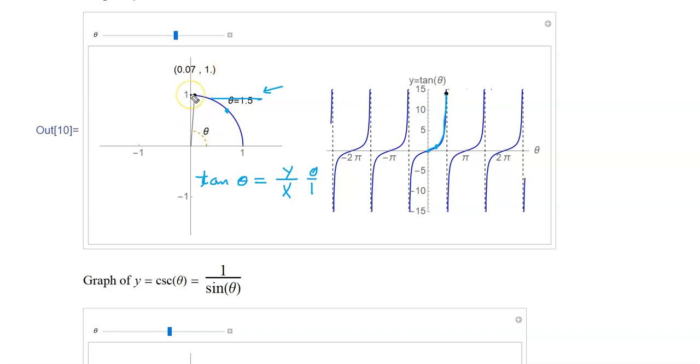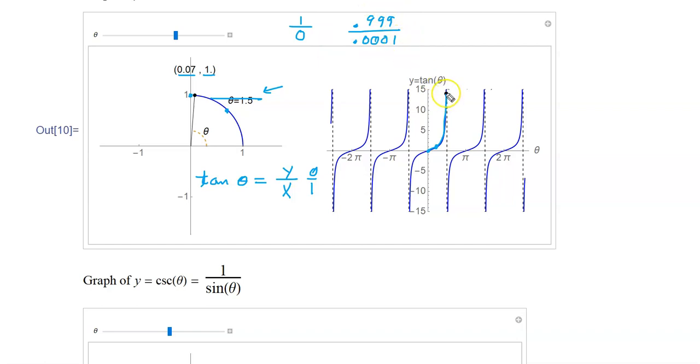And that's because at this point right here, the y-coordinate is getting very close to the number 1, and the x-coordinate is getting very close to 0. When you take a number like 1 divided by 0, a number very close to 1 divided by a number very close to 0, evaluate this on your calculator. For example, try 0.999 divided by 0.0001, and you'll see that you get a very large number.